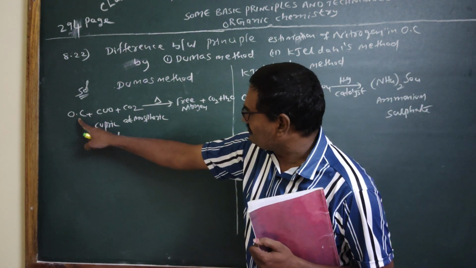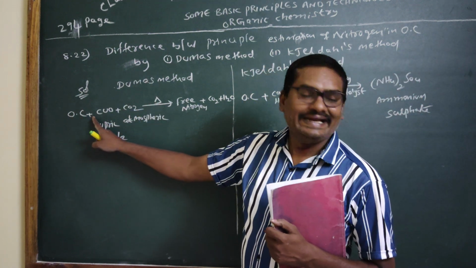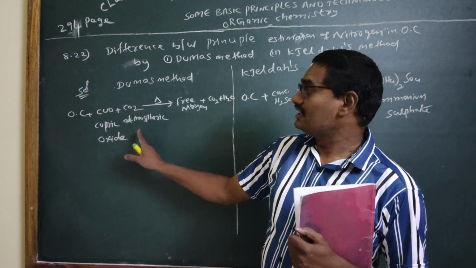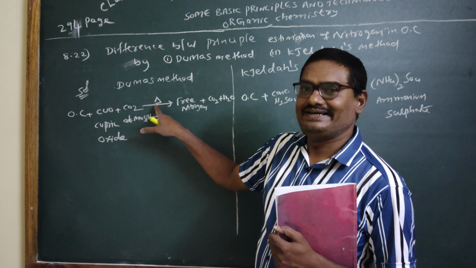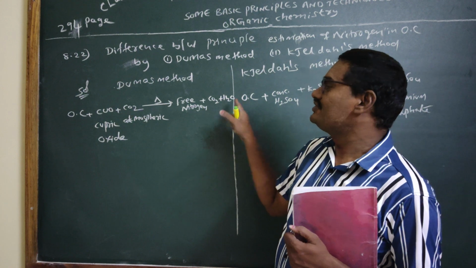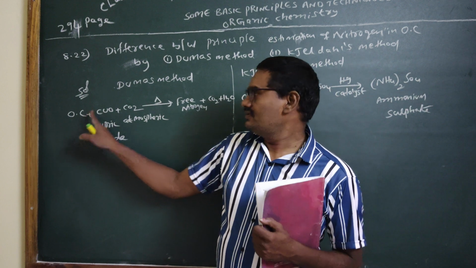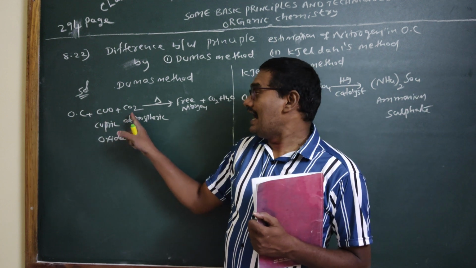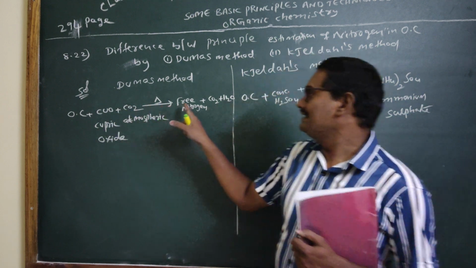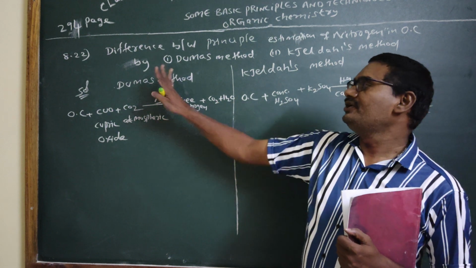For example, in the first one, the Dumas method, the organic compound reacts with cupric oxide and atmospheric carbon dioxide and is heated, then free nitrogen, carbon dioxide and H2O are formed. Again, OC means organic compound, and cupric oxide and atmospheric carbon dioxide are heated, then free nitrogen, carbon dioxide and H2O are formed in the Dumas method.